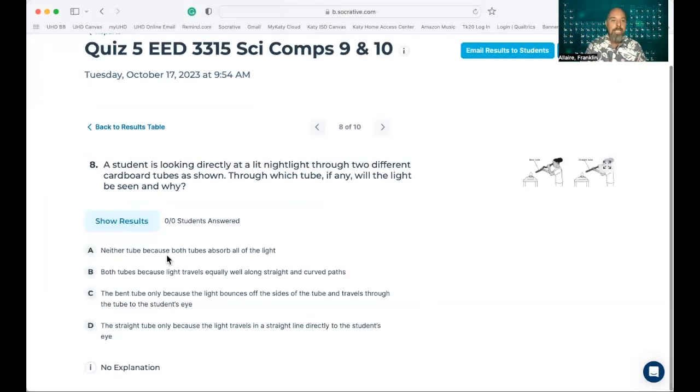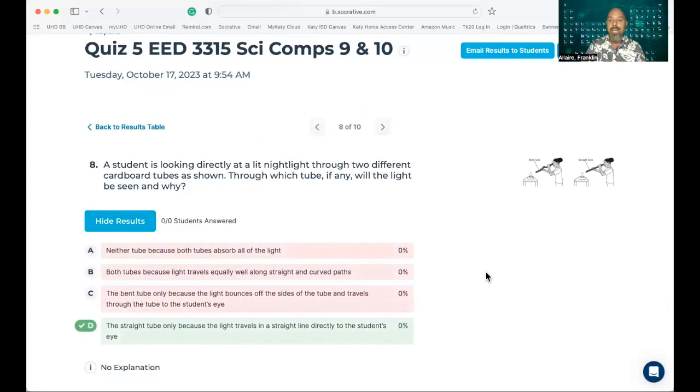So is it A, neither tube because both tubes absorb all the light, B, both tubes because light travels equally well through straight and curved paths, C, the bent tube only because light bounces off the sides of the tube and travels through the tube to the student's eye, or is it D, the straight tube only because the light travels in a straight line directly to the student's eye? The only correct answer here is D. Light travels in a straight line.